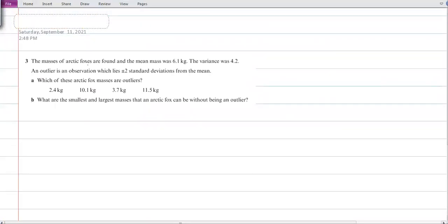The masses of Arctic foxes are found and the mean mass was 6.1 kg. The variance was 4.2. Okay, let's write the given data first of all. Mean is 6.1 kg. Variance is given 4.2. An outlier is an observation that lies plus minus 2 standard deviations from the mean. Now this time the outlier definition is given.